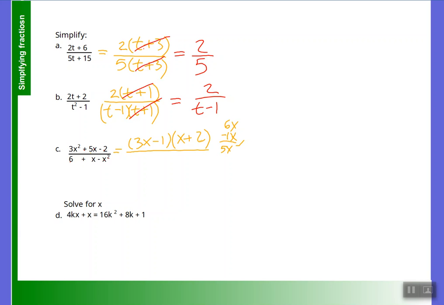Do I have a volunteer who can tell me how to factor the denominator? I don't want who doesn't want to volunteer. I just want to know who does want to volunteer.